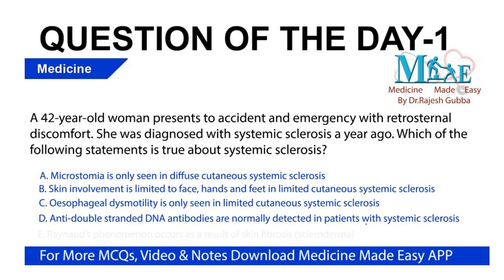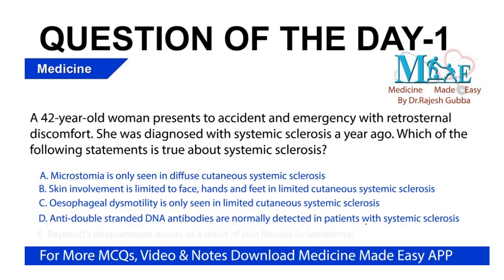The options are: microstomia is only seen in diffuse cutaneous systemic sclerosis. Second option, skin involvement is limited to face, hands and feet in limited cutaneous systemic sclerosis. Third option, esophageal dysmotility is only seen in limited cutaneous systemic sclerosis. Fourth option, anti-double-stranded DNA antibodies are normally detected in patients with systemic sclerosis. And fifth option, Raynaud's phenomenon occurs as a result of skin fibrosis.